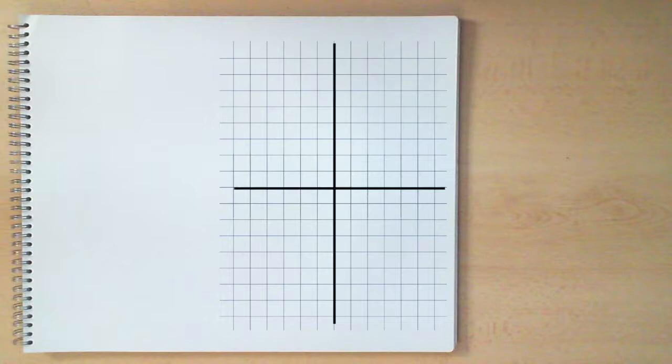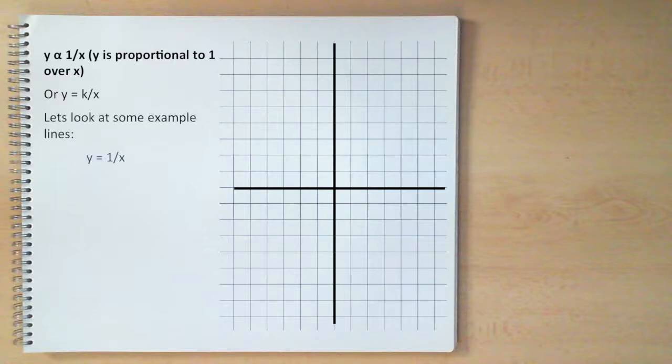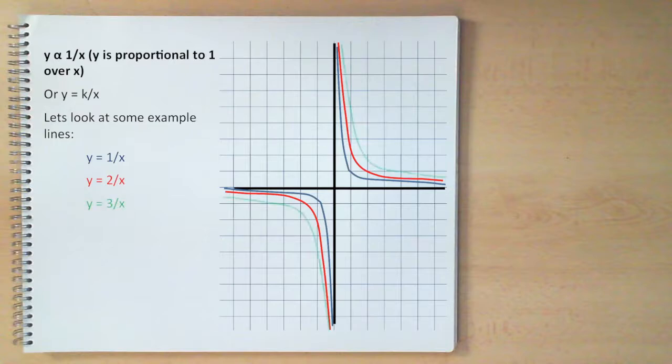Okay, now for the trickier examples. y is proportional to 1 over x, or y is equal to k over x. Let's have a look at some example lines again. y is equal to 1 over x. You've probably seen this before. We have asymptotes, so we end up with two curves, one for the negative x and one for the positive x's. And as we change the coefficient, we can see that in this case the curve gets further away from the y-axis, unlike the other curves we looked at where it gets closer to the y-axis as the k increases.